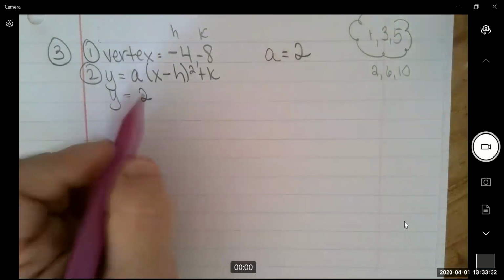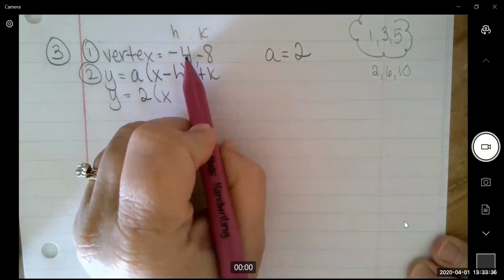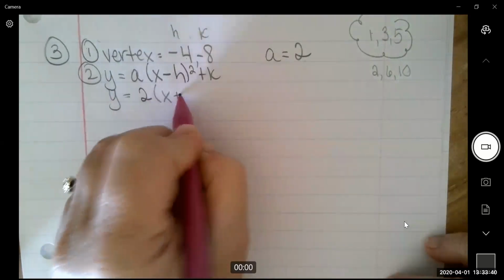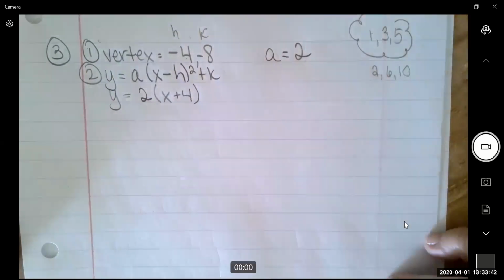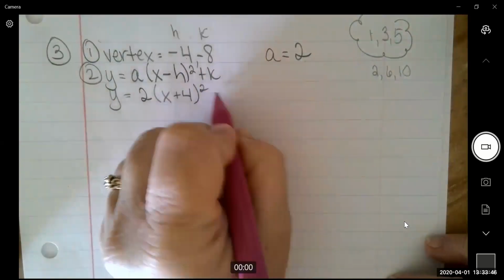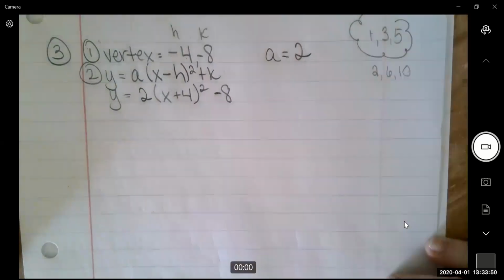Okay, now let's do the rest of this. We have a negative 4 here. Remember, you want to go opposite for your H, opposite of what you have there. So that's going to be x plus 4 squared minus 8. So there's our vertex form.